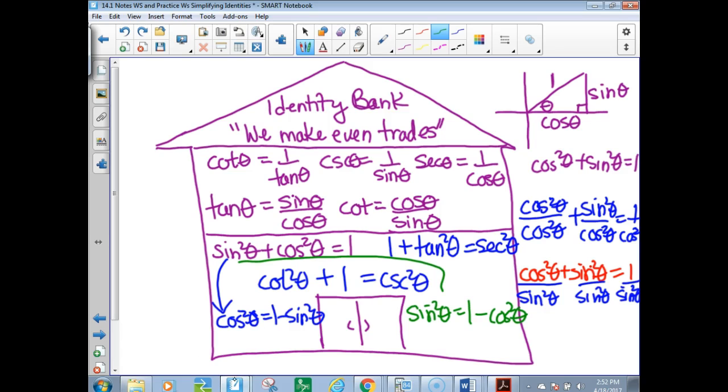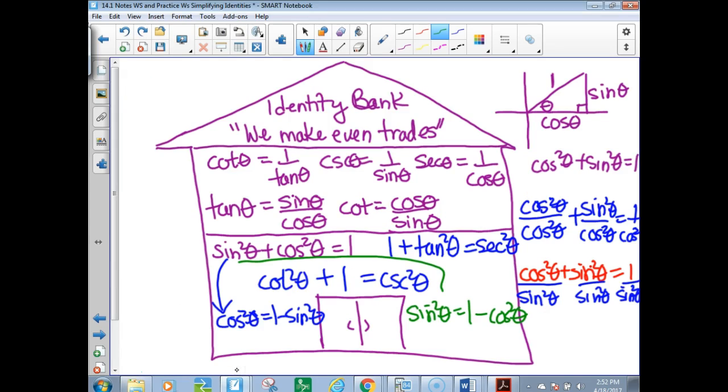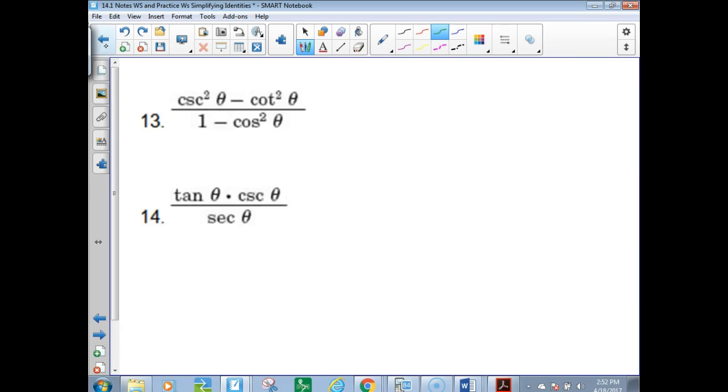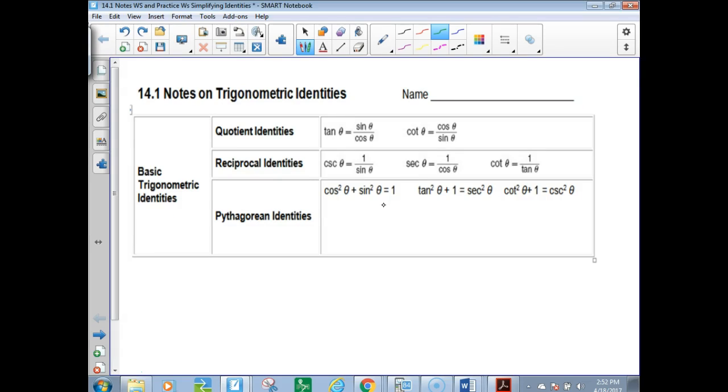So let's go to our worksheet. So there was the identity bank, and here's our bank on your paper. This is on worksheet 34A, and then we're going to go to B as well. All right, so again, if you would like to take this, you could actually write a couple more down if you wanted.